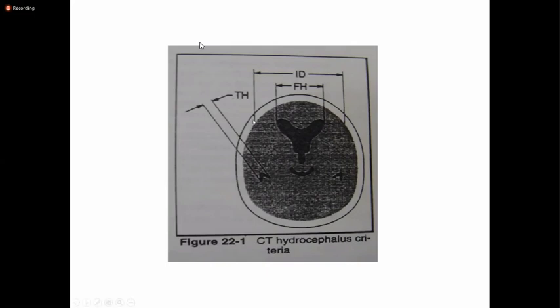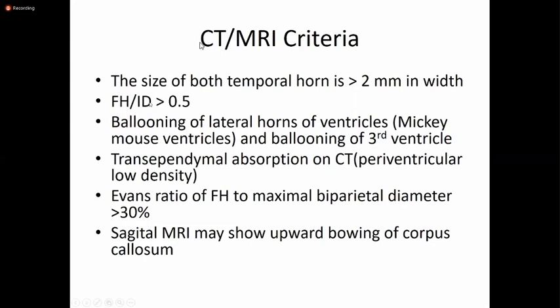And at the same level, you will measure this distance from the internal surface of the bone to this internal surface of the bone at the same level. This is ID, internal diameter. So you will keep the frontal horn diameter as a numerator and the other measurement as a denominator. And if this ratio is greater than 0.5, then you will label it as hydrocephalus.